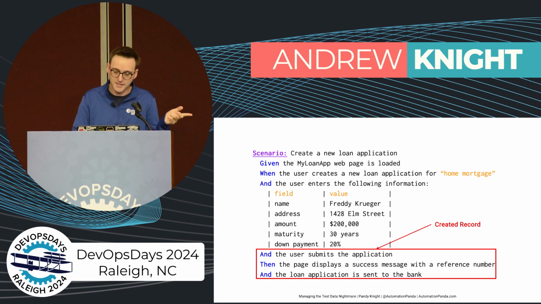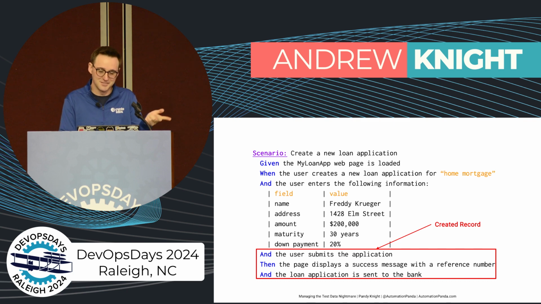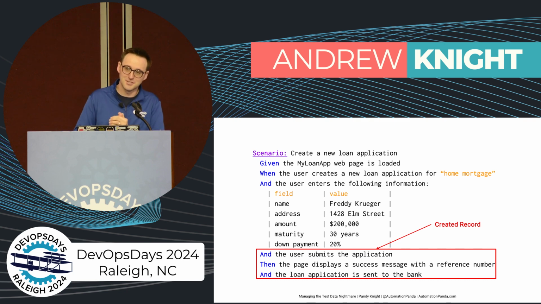Side note, this test dynamically creates the loan application. This is an example of the dynamic product data preparation that we covered earlier.